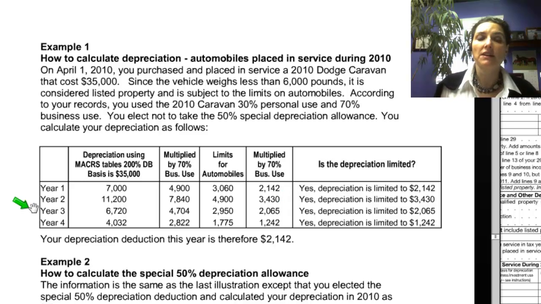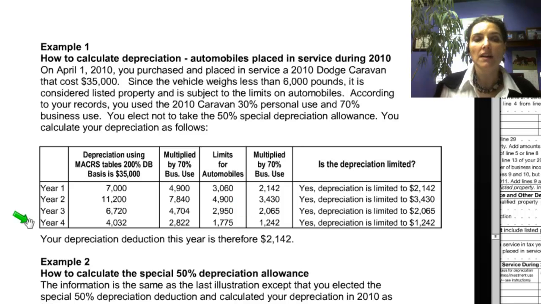On to year three. In year three, the MACRS depreciation tables would give us $6,720 of depreciation. We multiply that by 70% business use. That takes it down to $4,704. But wait, under passenger automobile limits, the third year of use on a car is limited to a maximum deduction of $2,950. And we further reduce that by multiplying it by the business percentage use. And that means that in the third year, our depreciation deduction on that car is only $2,065.